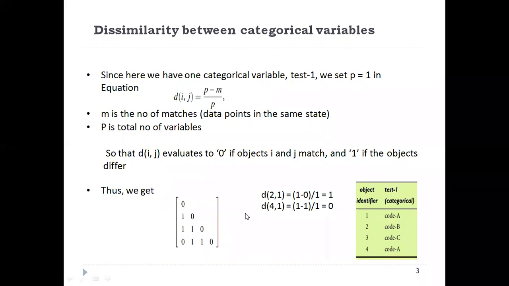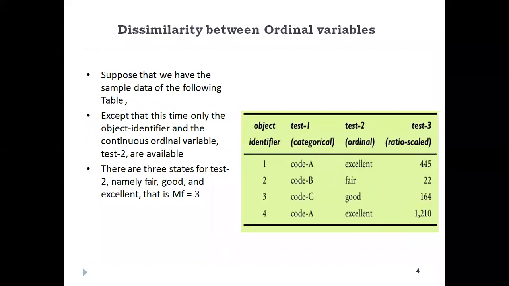So that's how you fill the matrix, and this is our distance matrix. That's how we compute dissimilarity between categorical variables. Now for the ordinal variables, this is our ordinal variable test2. We have values like excellent, fair, and good. So we'll assign numeric values to these so that we can compute the similarities.